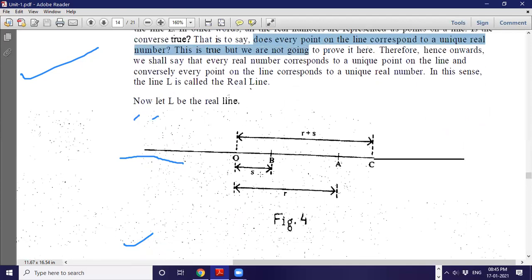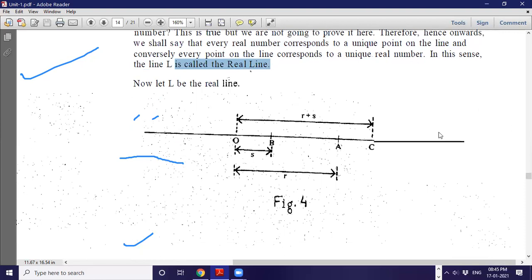Now observe this figure. What you have to note here is that every real number corresponds to a unique point on this line, and conversely, every point on the line corresponds to a unique real number. And this line is known as the real line. This is a real line.